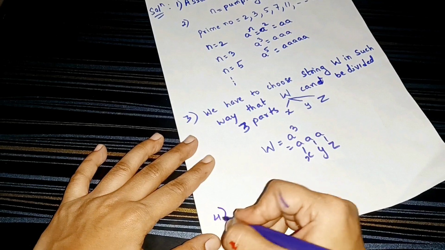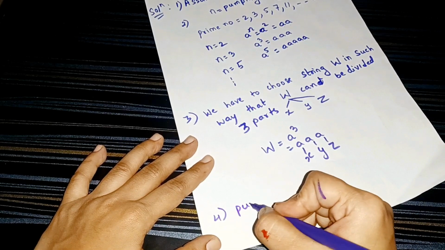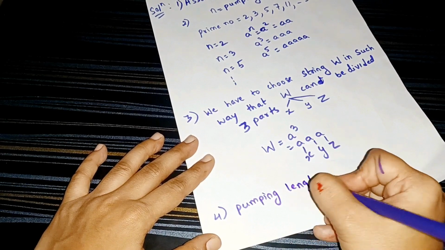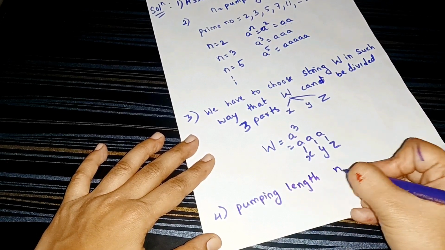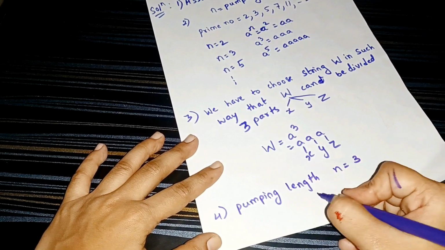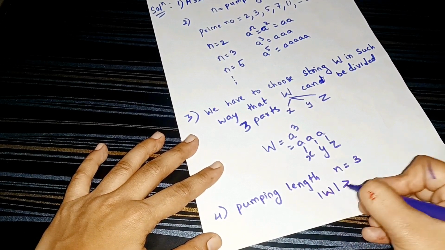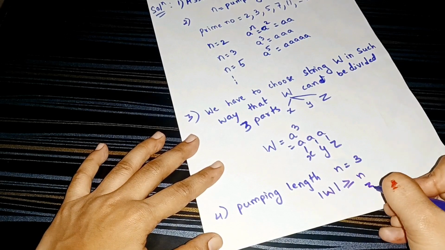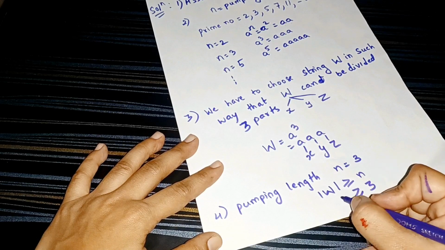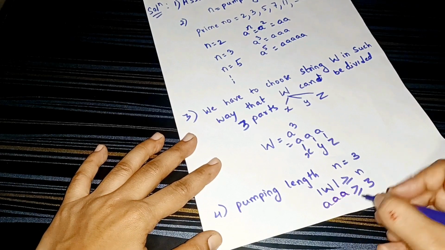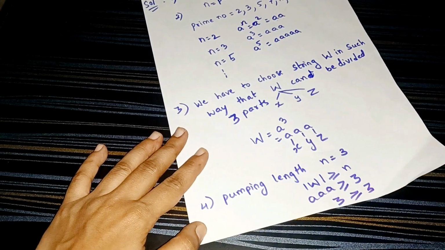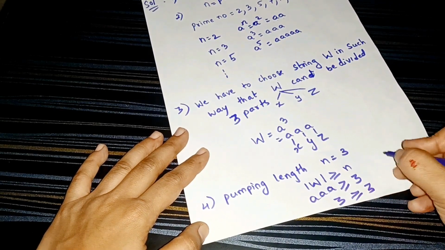So our pumping length n is equal to 3. We have to check that mod of W is greater than or equal to pumping length. So pumping length is 3, and mod of W is 3, which is greater than or equal to 3. Yes.